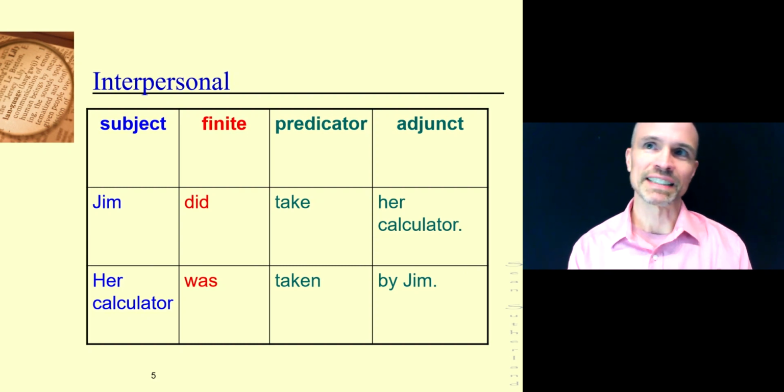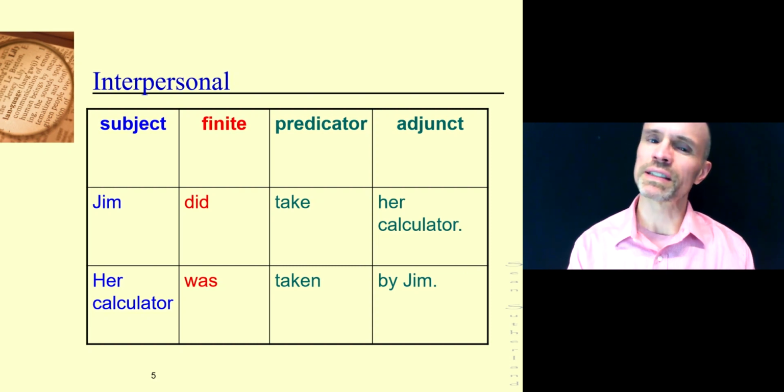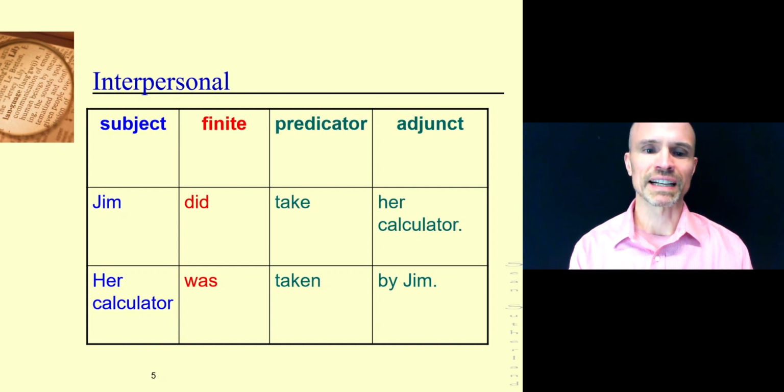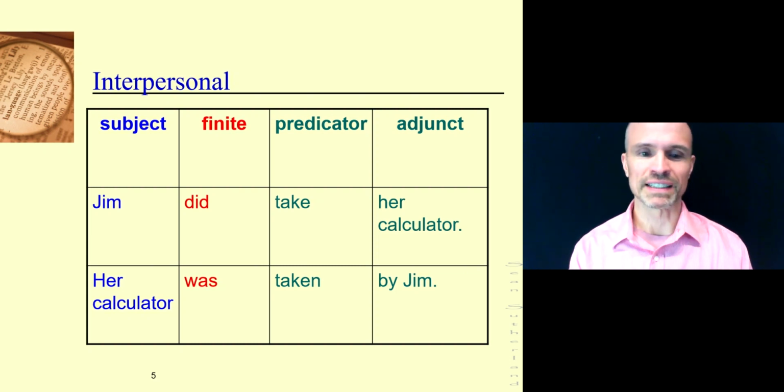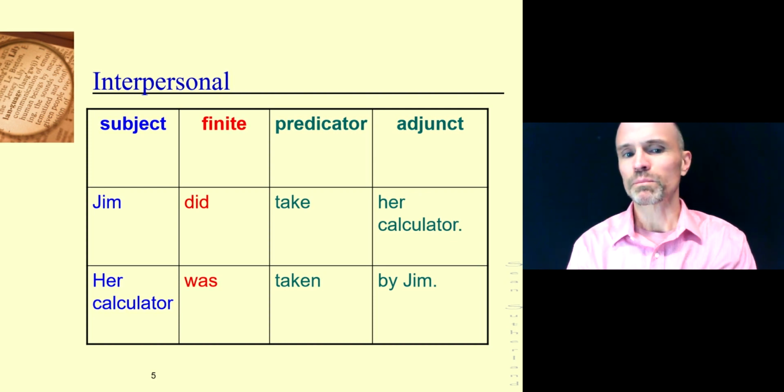That's why a minute ago I said, usually we can say the subject is the thing or person that did something, but that's not always the case, right? As you should recognize here, the subject is, in both of these cases, Jim and her calculator. Well, the subject is the word, or in the case of Jim, or the phrase in the case of her calculator, that comes before the verb, that has a relationship with the verb, but it's not always accurate to say that it's the thing that did something.